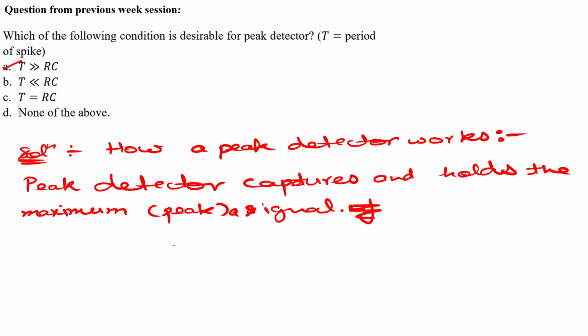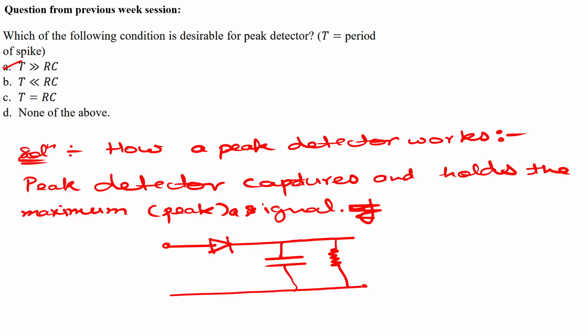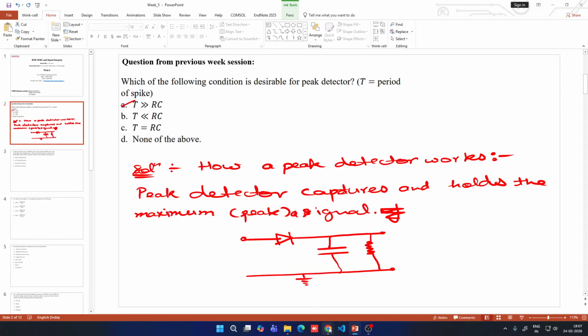So if I draw a simple circuit diagram for a peak detector, it looks something like this. There is this PN junction diode and a capacitor to hold the output when the signal is in the negative state, and a resistor. And this part is grounded. Just a second.